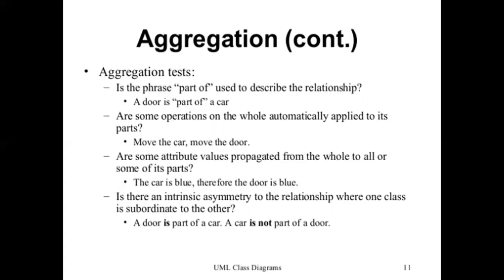Next, the aggregation test, that is the phrase part of used to describe the relationship. Suppose a door is part of a class car. Next, are some operations on the whole automatically applied to its parts? Move the car, move the door. Next, are some attribute values propagated from the whole to some parts? The car is blue and the car door is blue. There is an interesting asymmetry in the relationship, one class is subordinate to the other, the car.